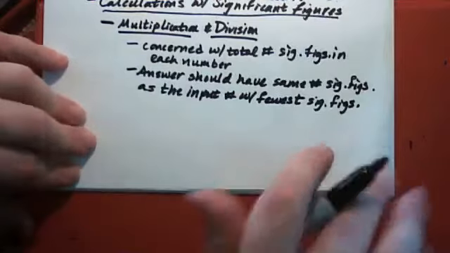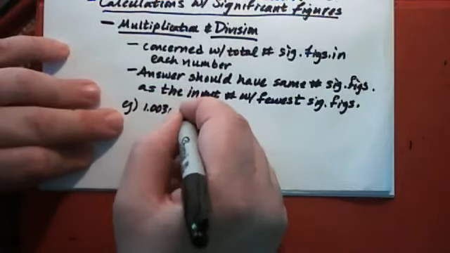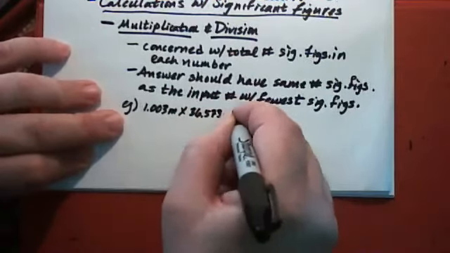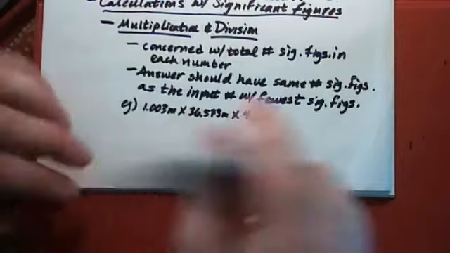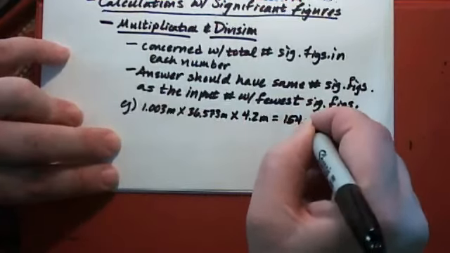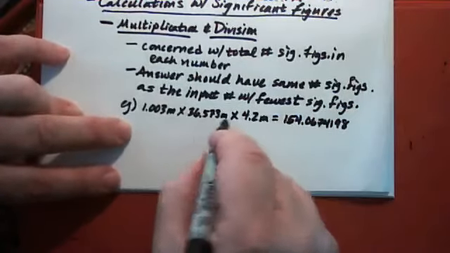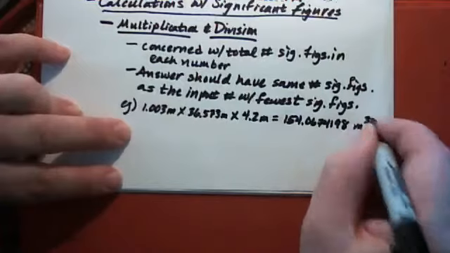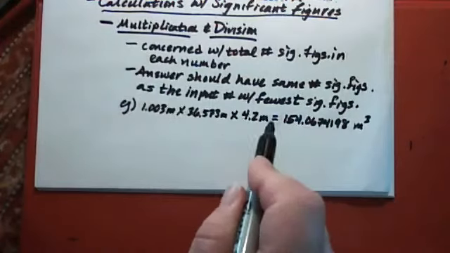Okay, so we can look at an example here. If you take 1.003 meters and multiply it by 36.573 meters times 4.2 meters, the number that we get out as an answer would be 154.06749198. And units act just like numbers when you're multiplying or dividing. So if you have meters times meters times meters, that would be meters to the third power. Now, this is the number that your calculator will give you if you multiply these three numbers together.